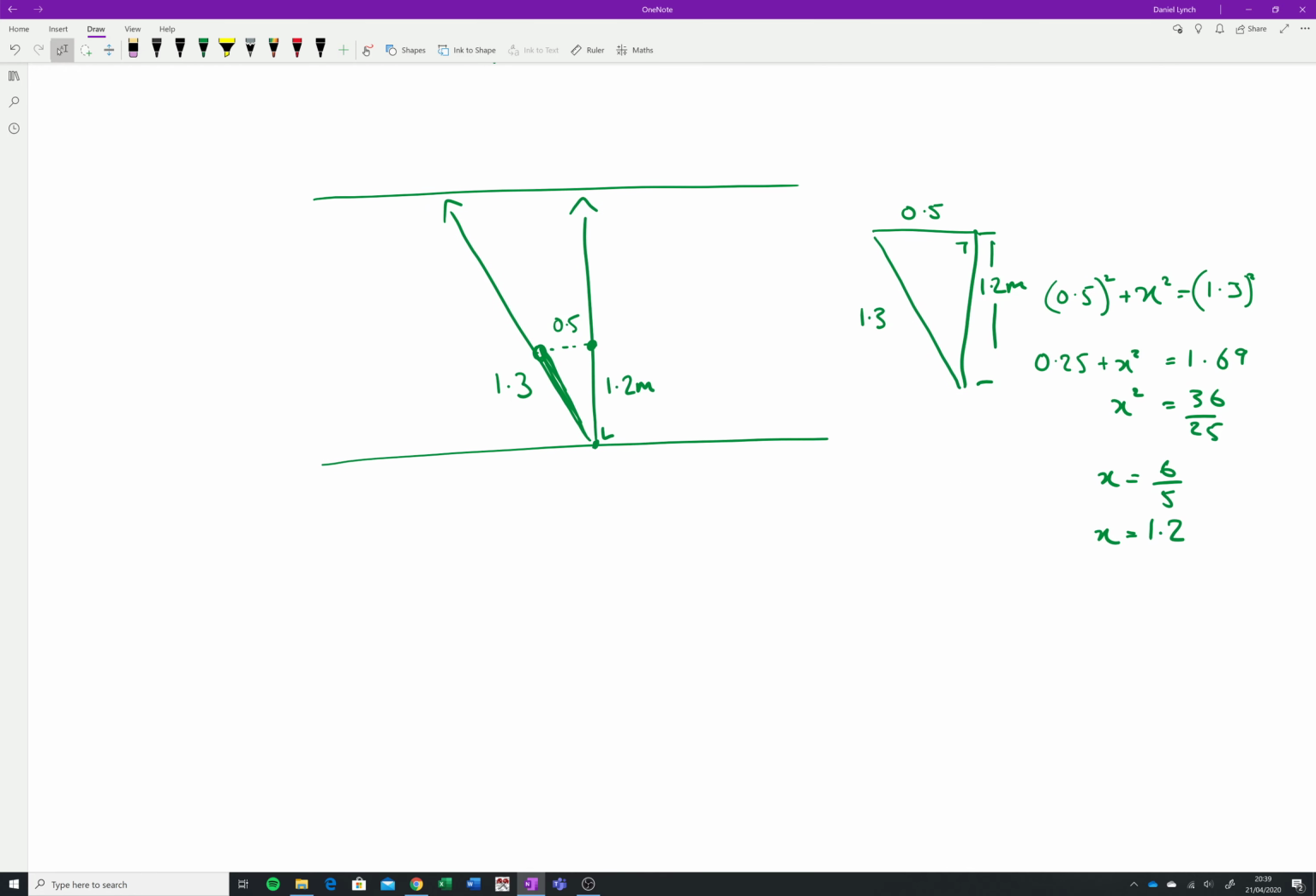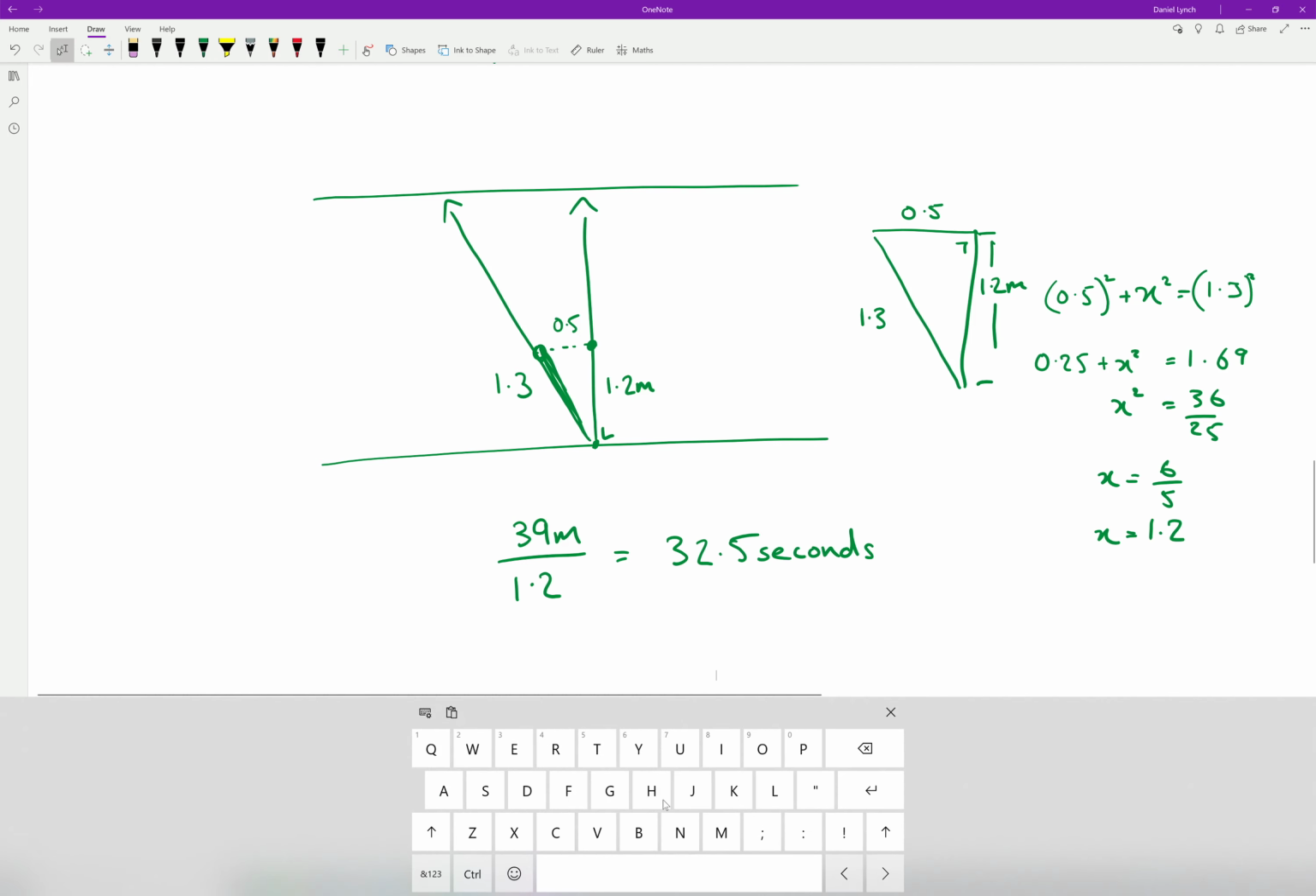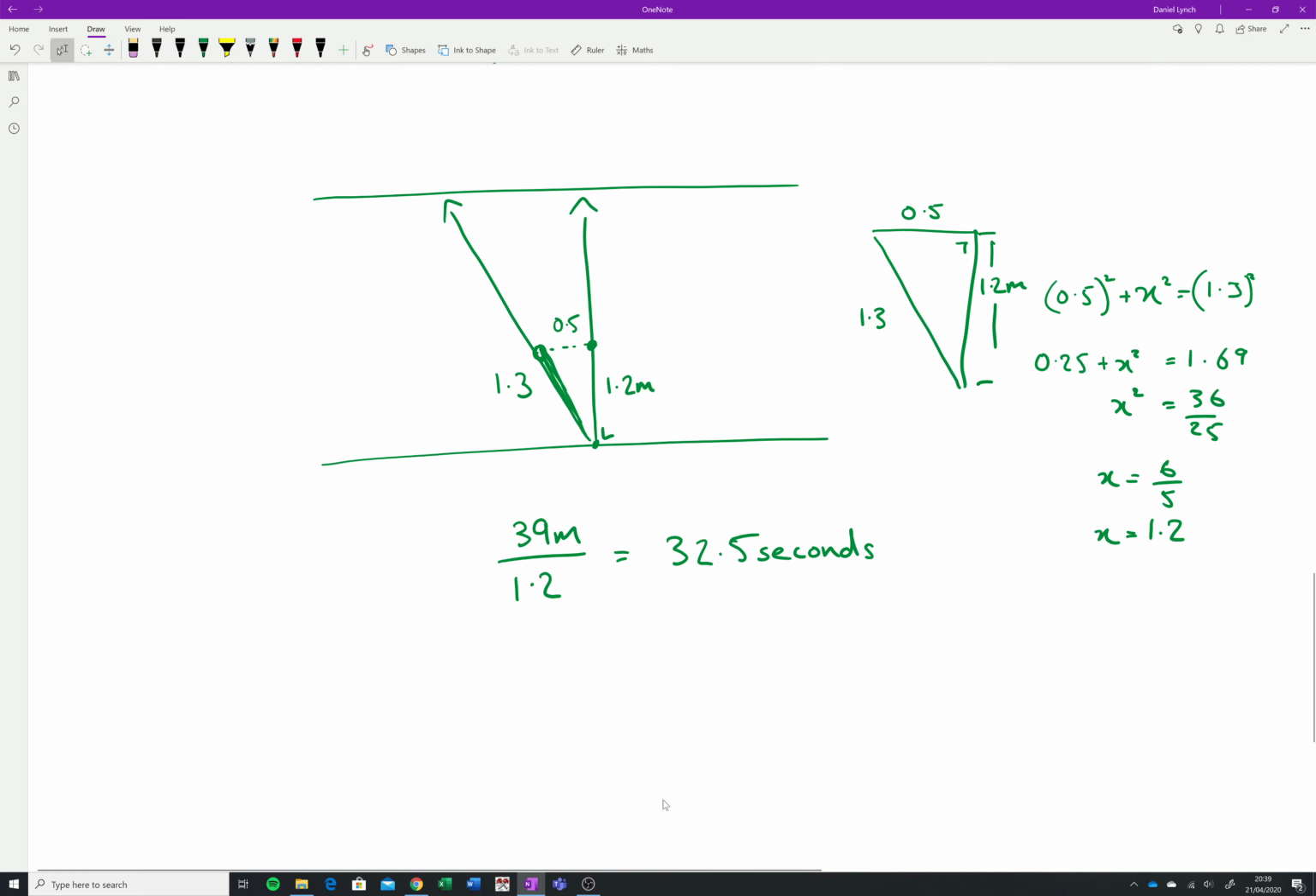Why? Because what do we have to do? We have to go 39 meters, but this time we're only going up by 1.2 meters every single second. So it'll be 39 divided by 1.2, and that, unsurprisingly, comes out to be more than 30. It's 32.5 seconds. So that's a little bit tricky. You do have to think about that differently to how you might think about that normally. Your intuition can be fooled on this, is what I would say.